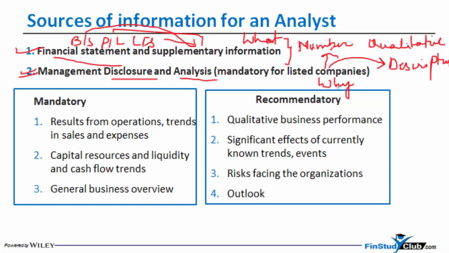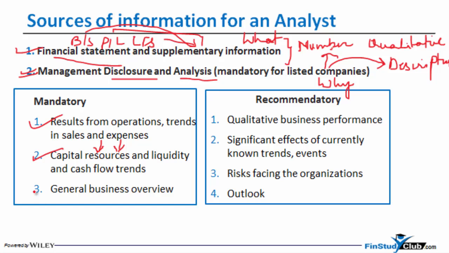So it's a very good document to read, and I'm sure that those who are in practice, in jobs, or in the business of fund management must have already looked at MDA many times. So what does it contain? There are certain things which are mandatory, certain things which are recommendatory, but typically there is a standard pattern which covers what happened in operations, what were the trends in sales and expenses. Similarly, what are the capital resources and liquidity, cash flow trends. What went up, what went down, what were the sources, which were the banks from where you had borrowed, why did you choose a particular bank over the other, what was the cost, etc.